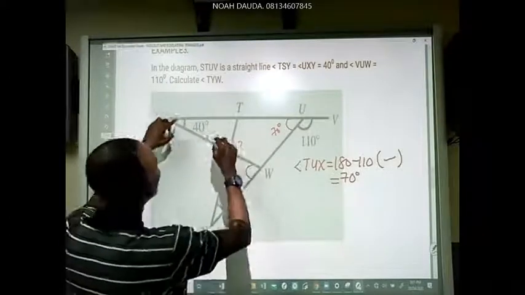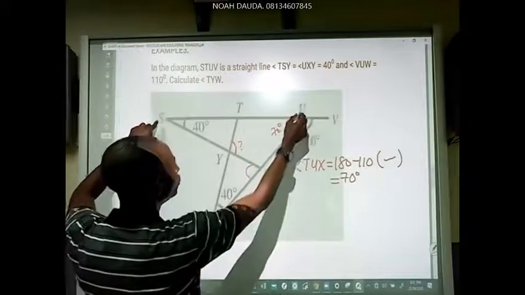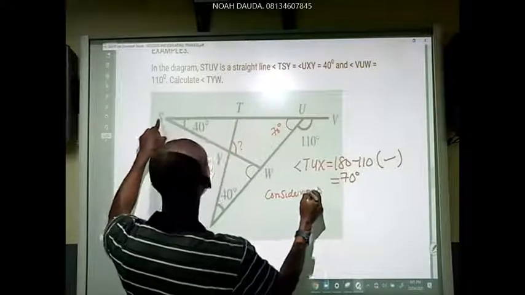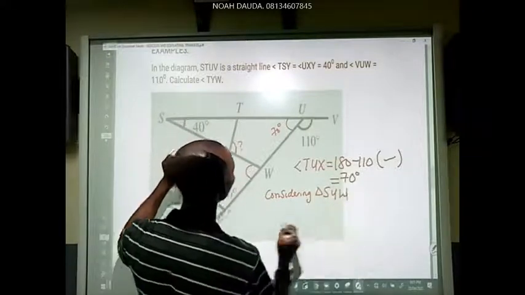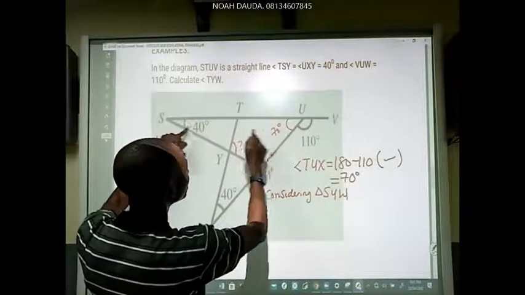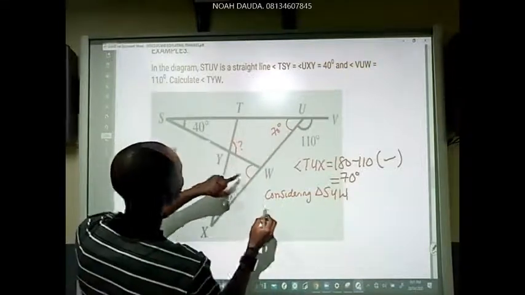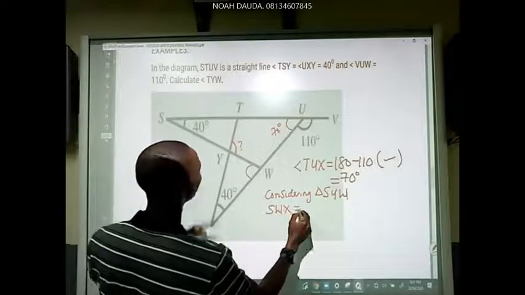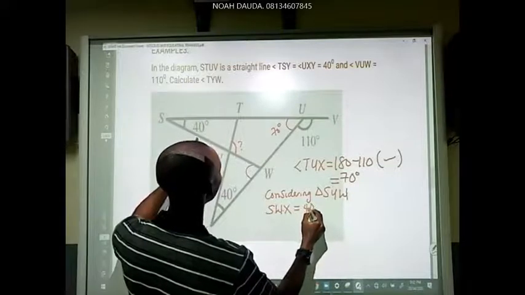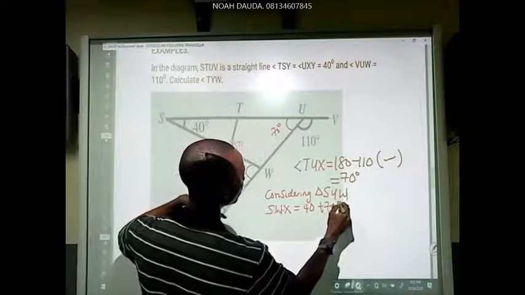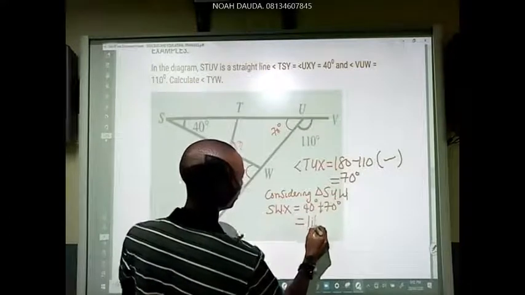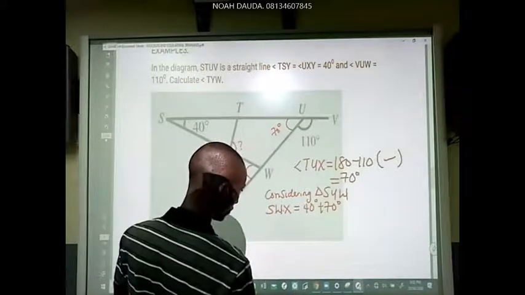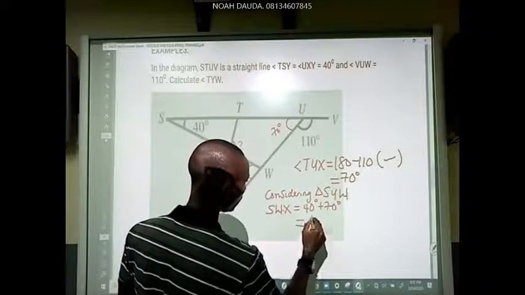But when you look at, considering triangle SUW, the sum of the two opposite interior angles equals the exterior angle. It means that angle SWX that we are actually looking for equals the sum of 40 plus 70 degrees. So in a nutshell, this is equal to what?